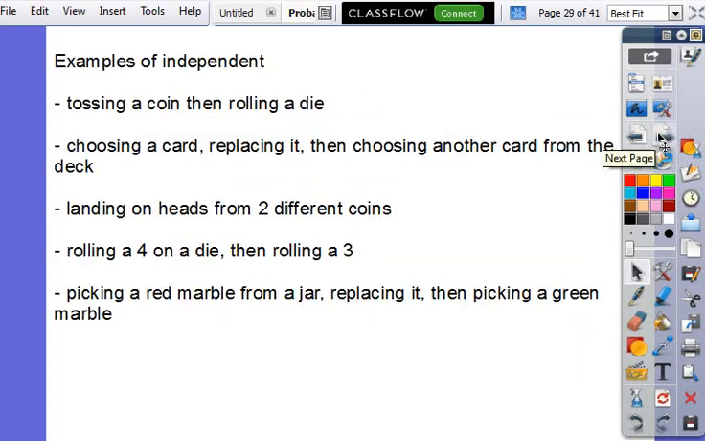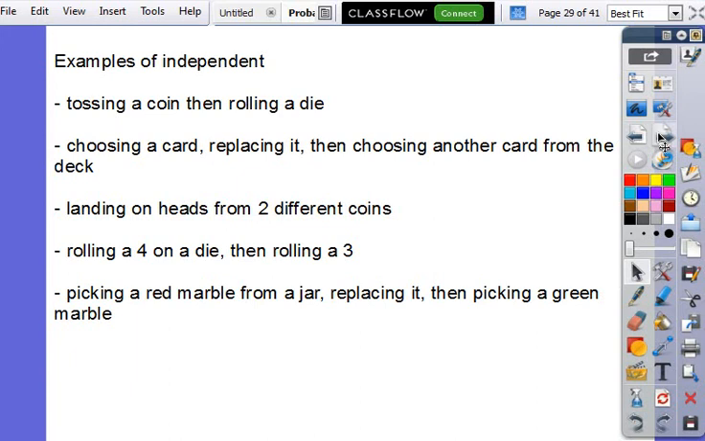All right, here's some examples of independent. Get those down so we can know what we're talking about. All of these would be examples of independent. If you toss a coin and then roll the die, what I do when I toss a coin is not going to affect rolling that die at all. Choosing a card, replacing it, and then choosing another card from the deck. Again, the replacing part is what's important, and we'll get to that when we get to the dependent stuff. When it says replacing, that makes it independent.